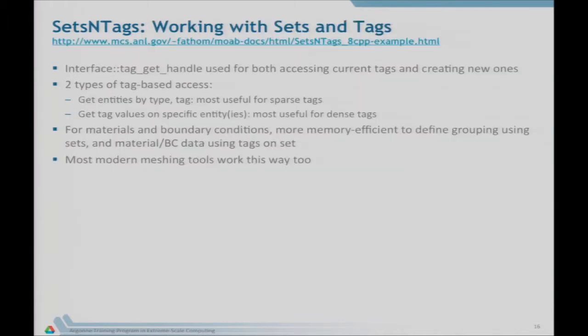Okay, so my next example is SetsNTags. It's again a fairly straightforward example that shows basically how to go into a mesh, get the sets that are defined in the mesh, and look for tags of specific types. So again, you read the file. Further up, I define a couple of different tag names that I want to specially look for.